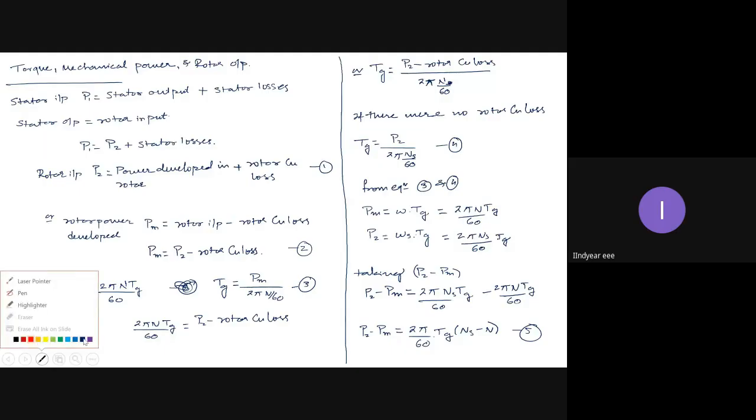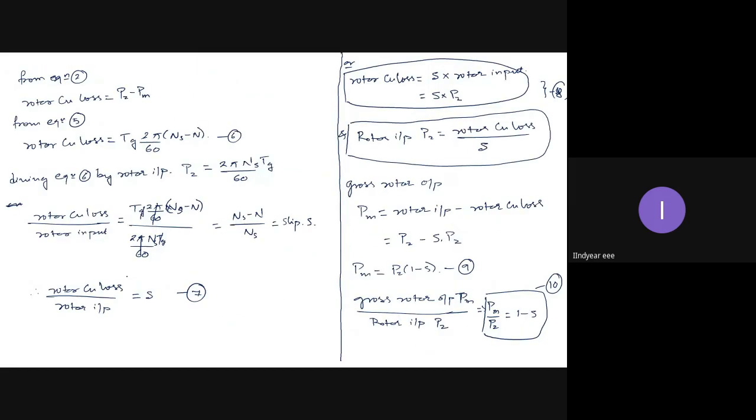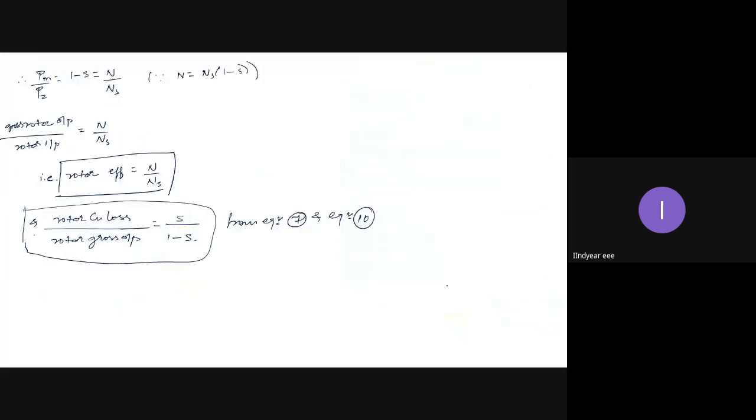Because, observe, all the parameters in this are mechanical parameters. Slip and speed, both are mechanical parameters. So this will give the relationship of torque and slip. Here you can observe from equation 7 that rotor copper loss to rotor input is just the slip. And from equations 7, 8, 9 and 10, we can see all the performance parameters, like rotor copper loss.